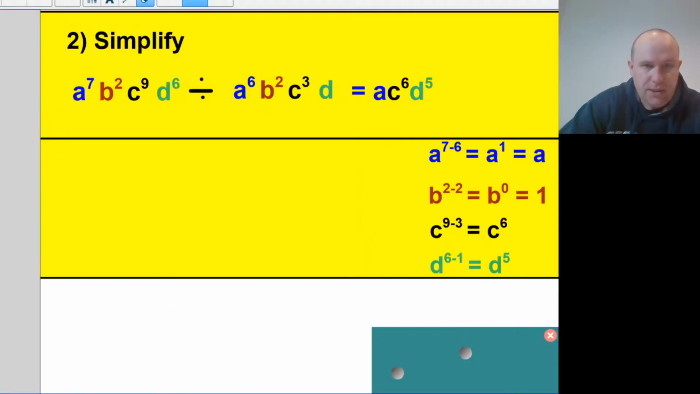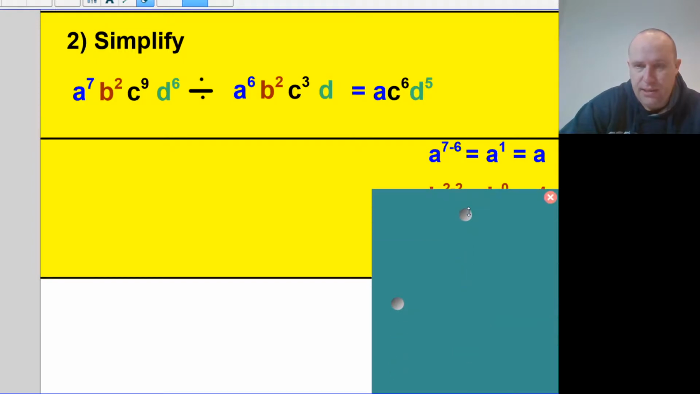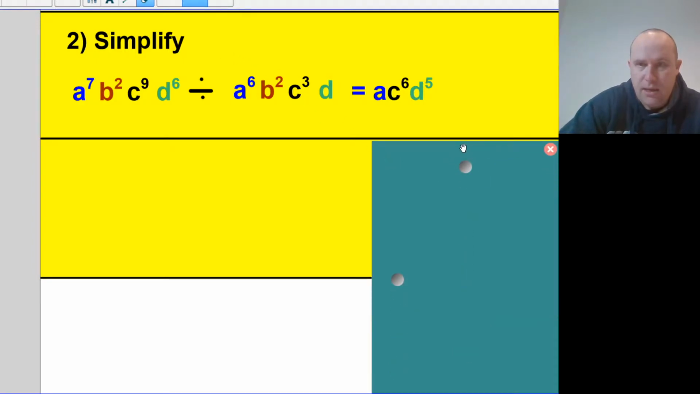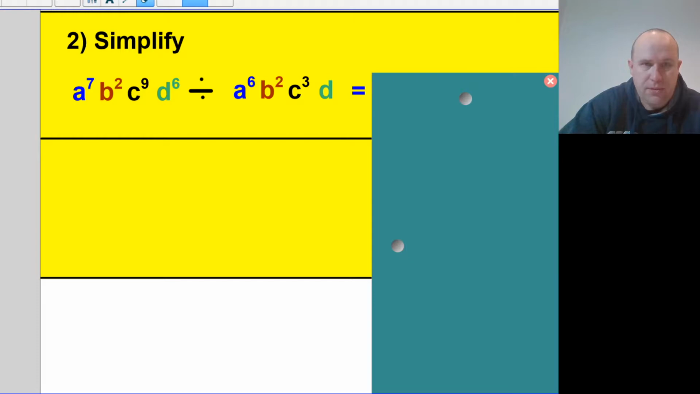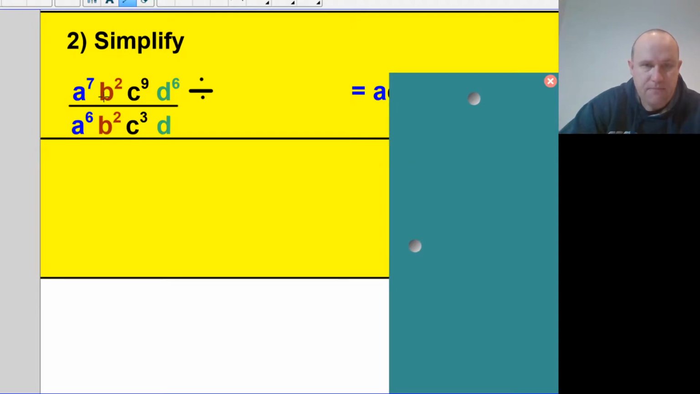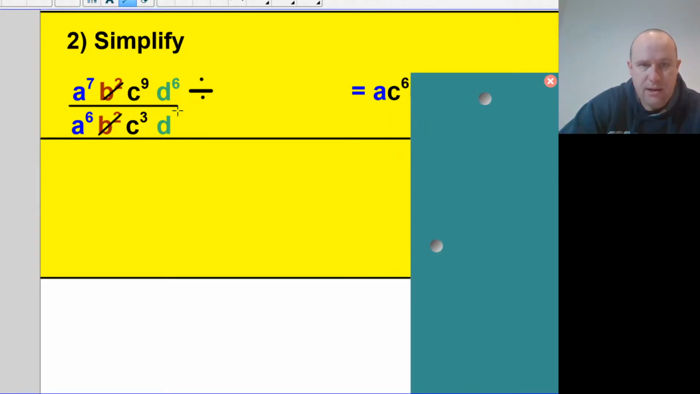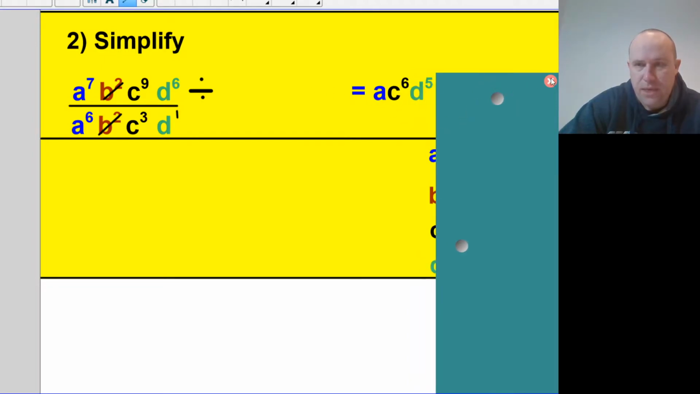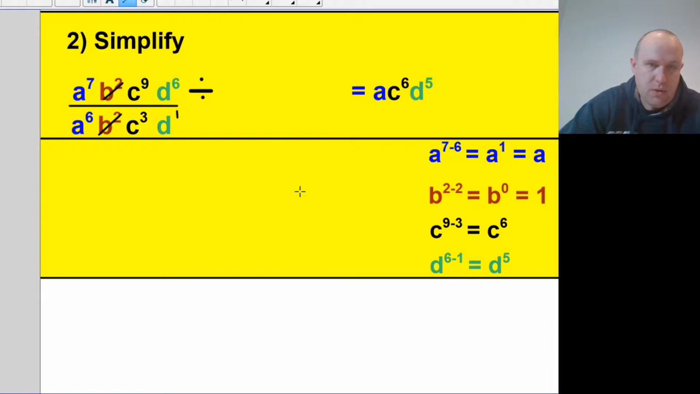Alright, second question. Now if they write the question sideways like you can see here, then you probably want to do like we just did in the last question. You probably just want to stack this question up and make it into a fraction. And then you can line up the terms. 7 take away 6 is 1, so that would just be A. Same thing here, so these would cancel. 9 take away 3 is 6, and no exponent is a 1, so 6 take away 1 is 5. And there were all my steps on where I came up with this.